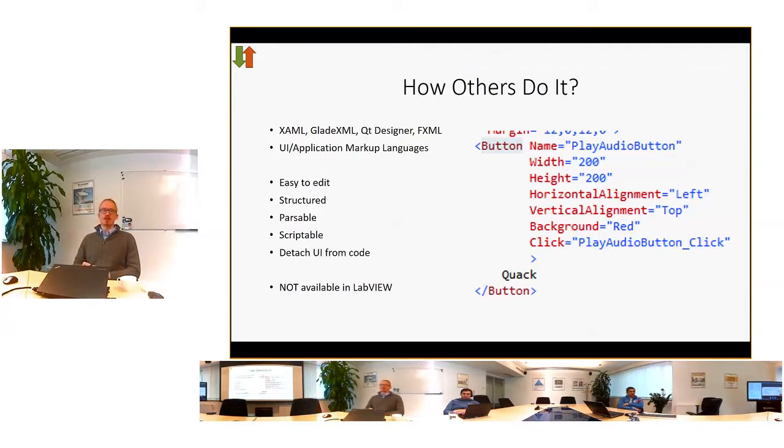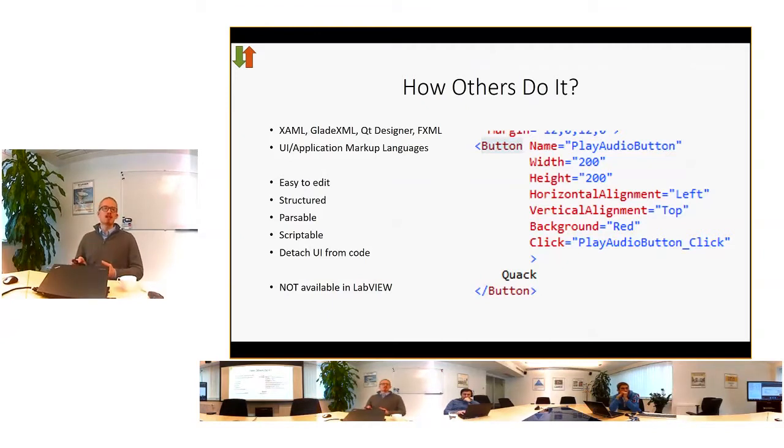And these markup languages, the thing that they have in common is that they define the behavior and the look of the user interface in a purely textual way in XML form. So here I have an example on the right where you define a button, you give it some kind of a name, width, height, alignment, background, what action should happen, what event should be triggered when the button is clicked, and you close off the button on the bottom here. Right? So this is easy to edit. It's structured, it's scriptable.